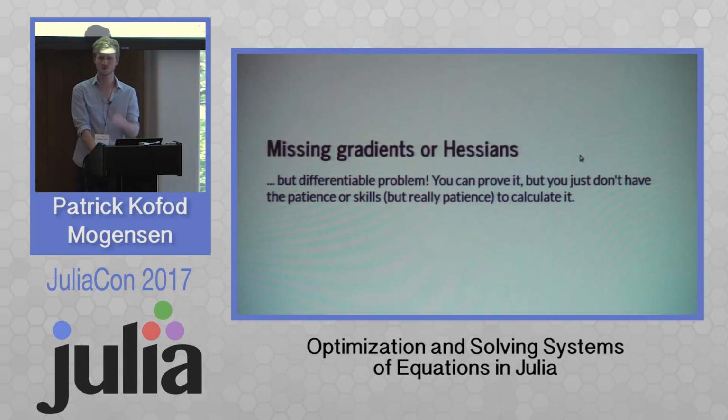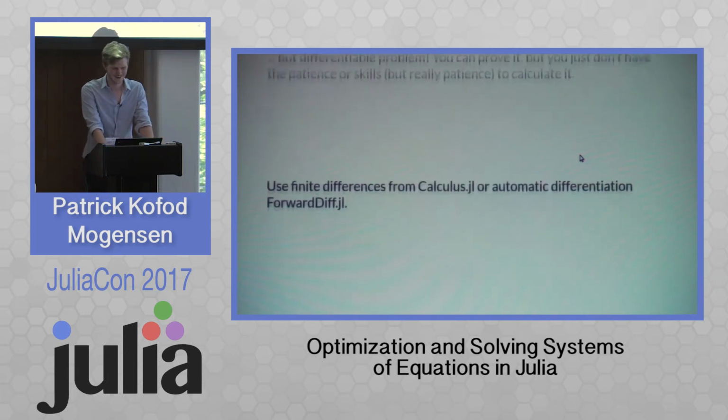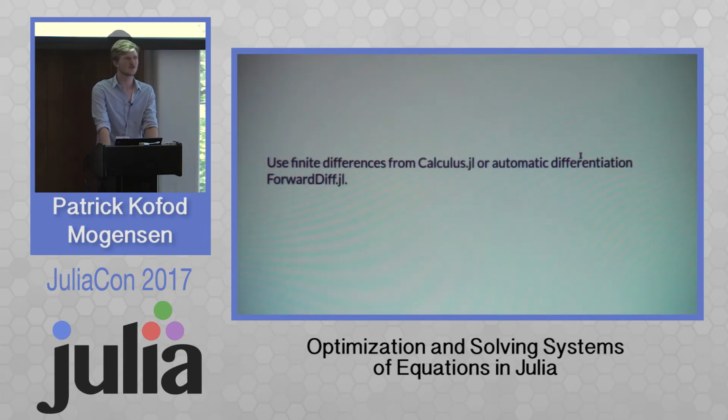Right. So to the question, what if it may be differentiable once or twice, but we don't have the gradient function or Hessian function in Julia? Can we just provide the objective? Yes, you can, as I told you earlier. We either use finite differences from the package Calculus.jl, or automatic differentiation using ForwardDiff.